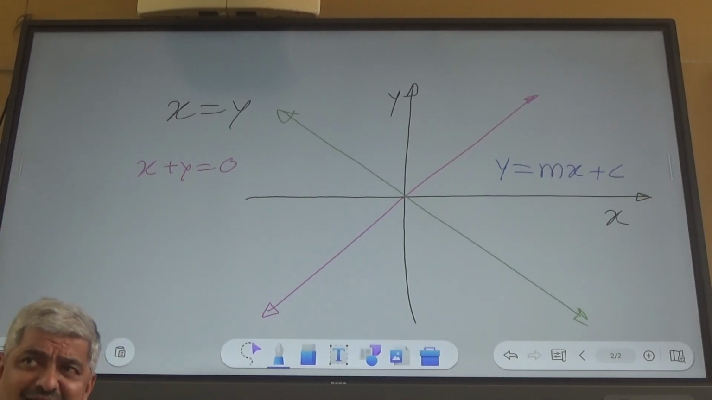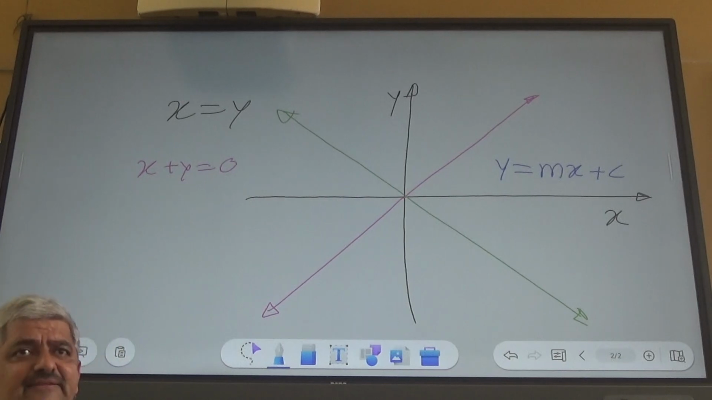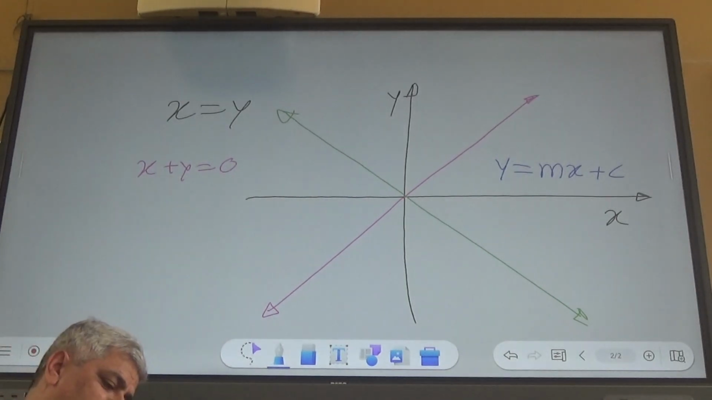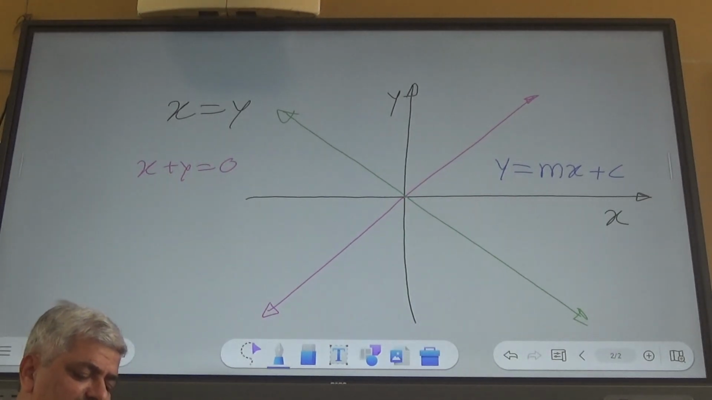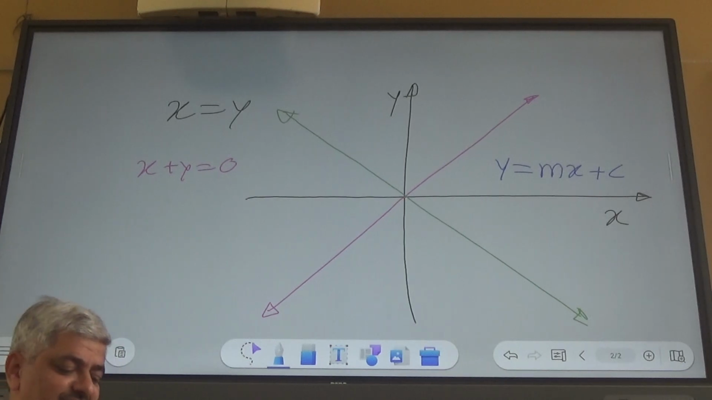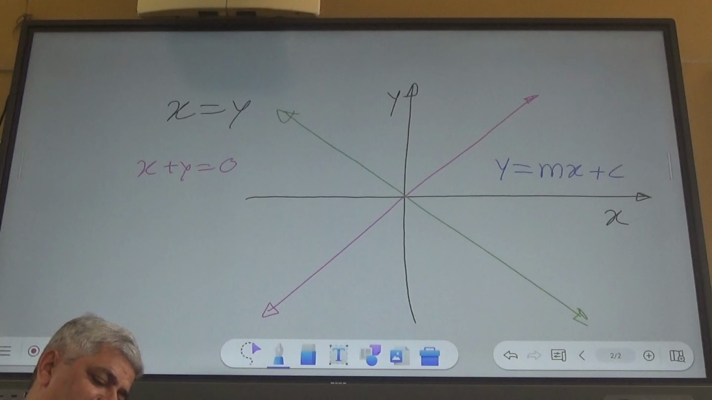But still I say that y equal to mx plus c is also not an equation of a line. We are wrong. Or, it's not that we are wrong, but we have assumed something which you have forgotten.